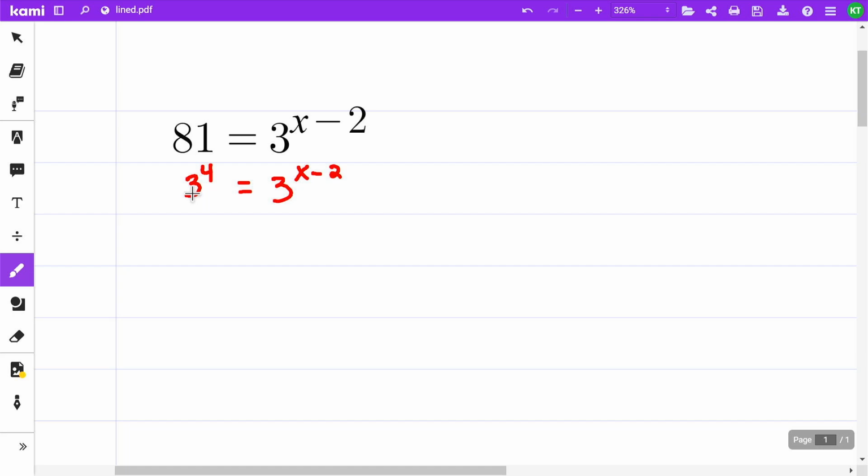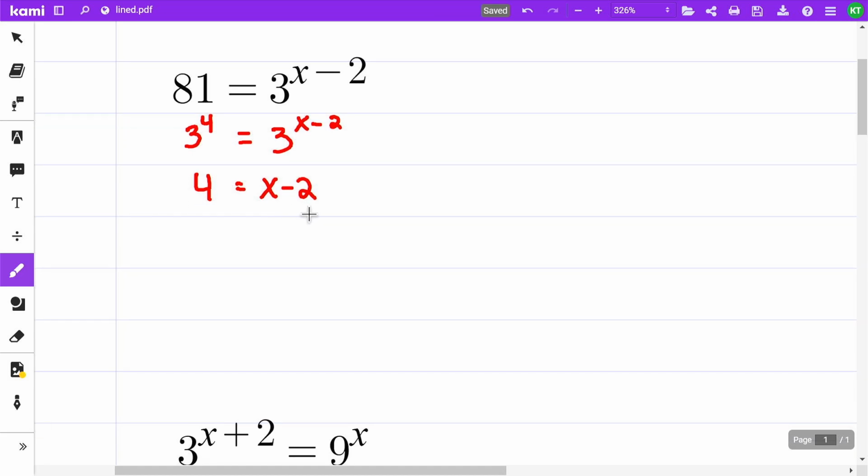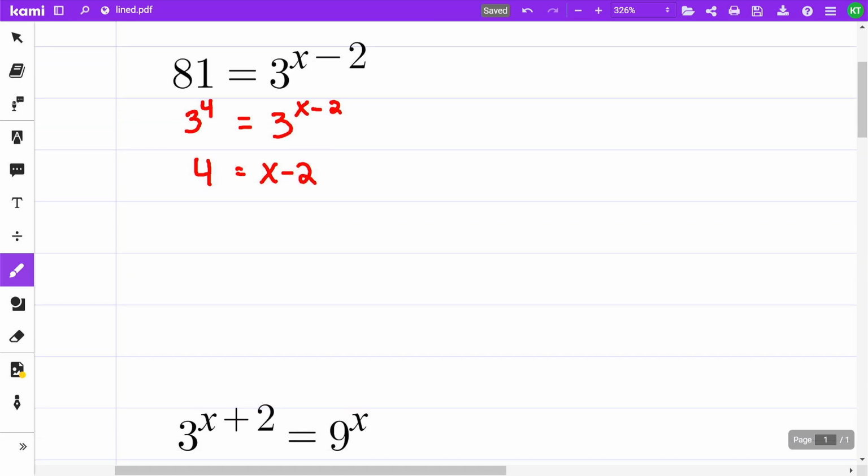And again, because my bases are both the same, being 3, I can then go ahead and set 4 equal to x minus 2. And I'm going to go ahead and solve for x by adding a 2 on both sides. So that means x will be equal to 6. You can always just go ahead and check that by plugging the number back in, but it still holds true.